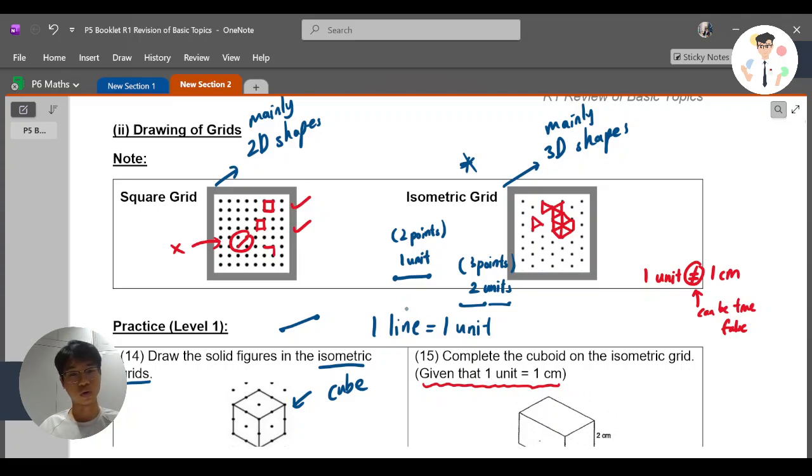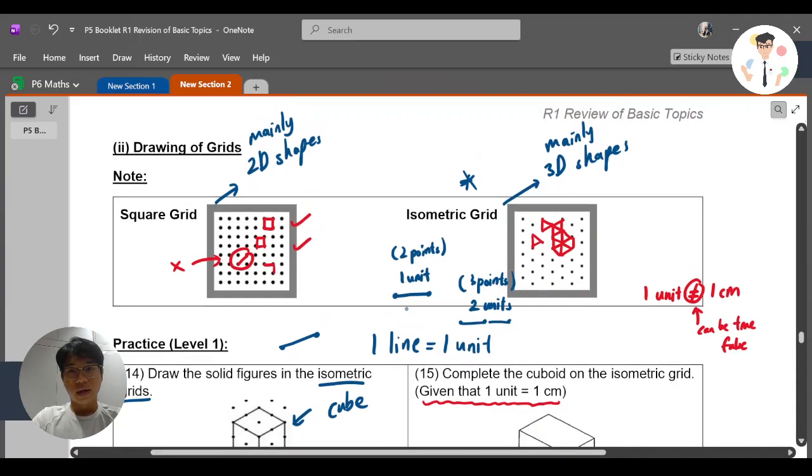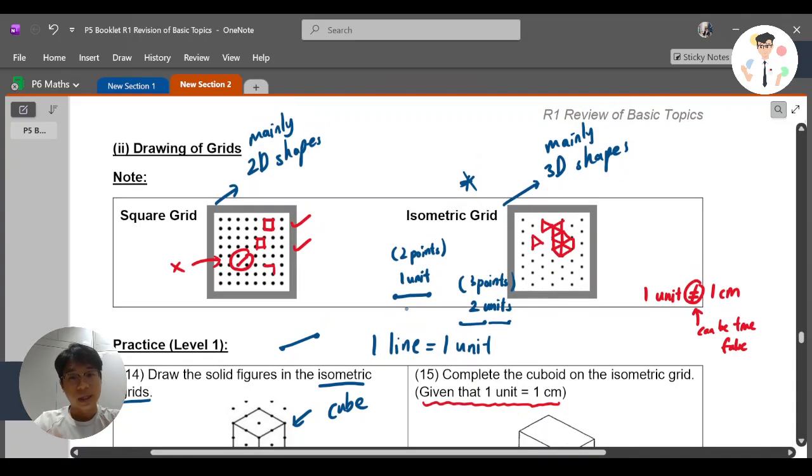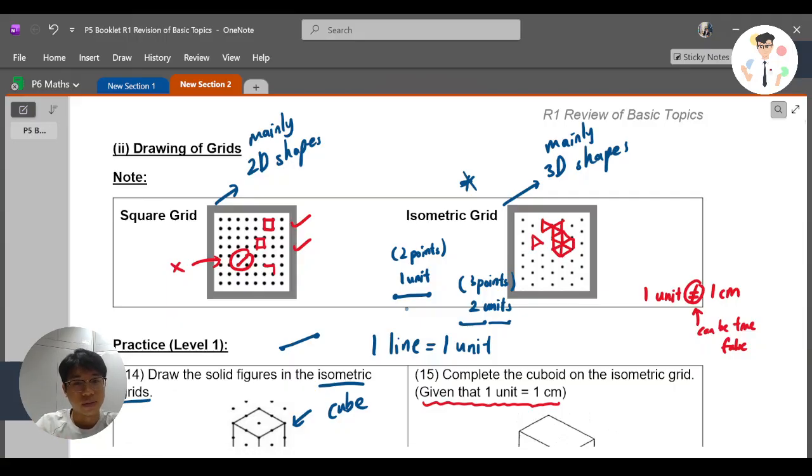I hope you understand this, and when you practice drawing on the grids, I hope you will get this idea better.